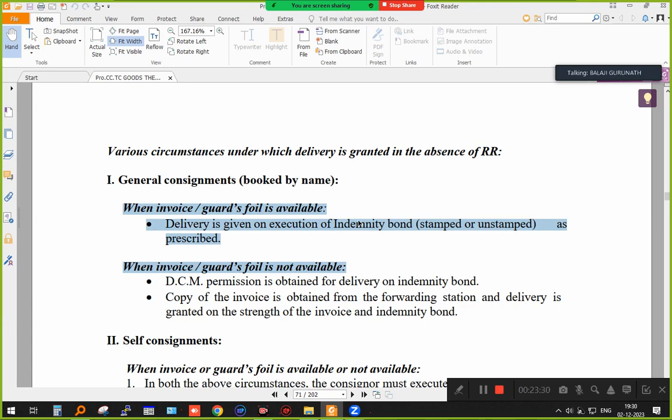See, when the guard foil or invoice copy is available, because it is a carbon copy of the original railway receipt which was printed or written at the originating station, all the details in the RR are duplicated in the guard foil. So the station master or the person giving delivery can verify the name of the consignor, the name of the consignee, the route in which the train parcel was booked, what commodity was booked, how many packages, all the details. So when a stamped indemnity bond says, sir, that is my consignment, you give it to me, you have a copy in front of you to verify the details.